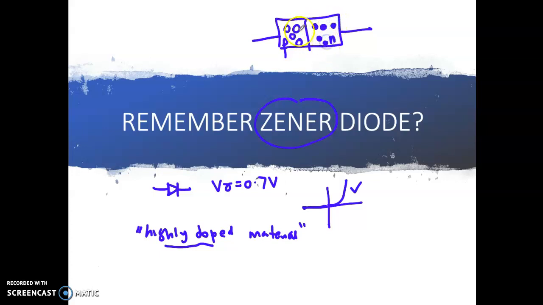When there are a lot of holes and electrons, it will make your depletion region become smaller compared to your normal diode. When this happens at reverse bias, in a normal diode you need what we call the peak inverse voltage, the maximum voltage before it starts to break down, right? So this is what we call avalanche.